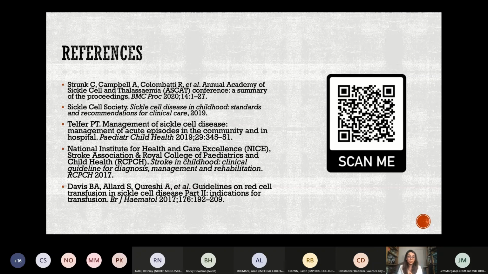Just a small list of references. I've popped a little QR code here. If you scan this with your phones, that will give you direct access to the full paper that this presentation is based on. I'll leave it up on the screen at the end.